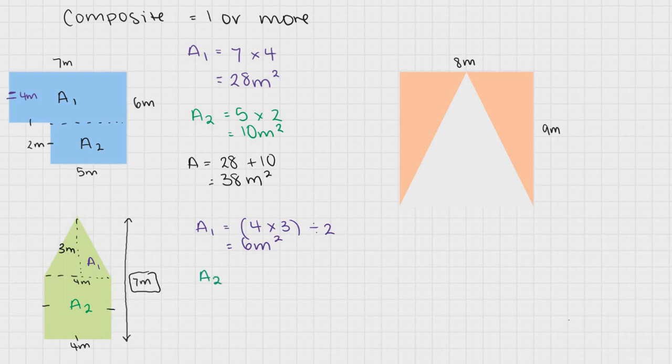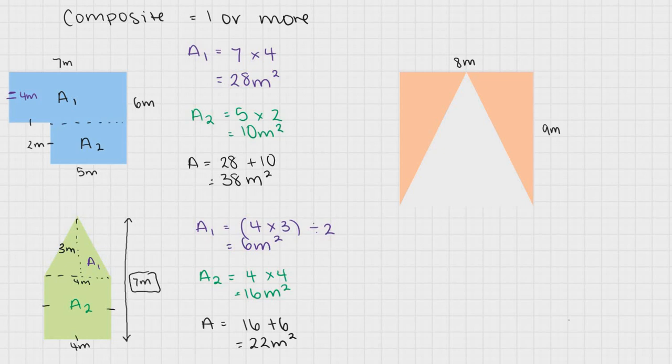Then we've got area 2. And it's a square, so I've got a base of 4, which means I've also got a height of 4, which is going to be 16 meters squared. And then once again, for that total area, we're going to add the two of them together. And I've got a grand total of 22 meters squared.